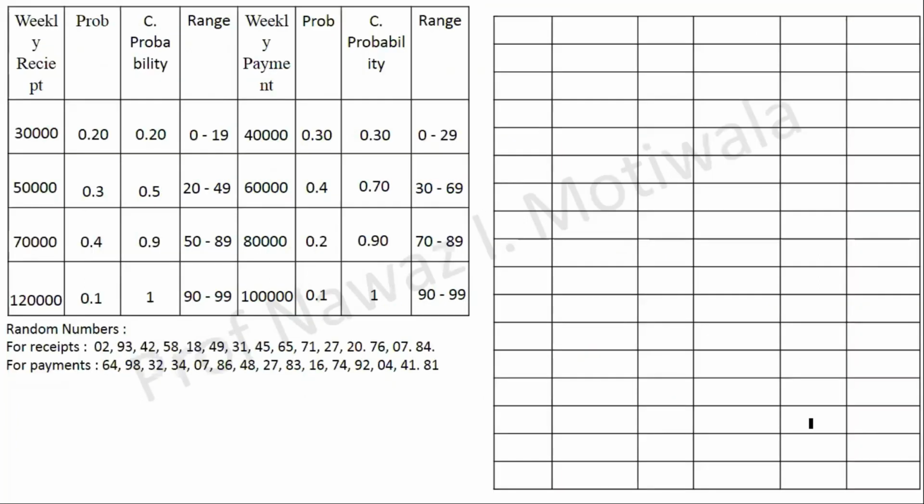Again, I have kept this table for reference, and also the random numbers. As we were asked to simulate for 15 days, my first column will be day number, then random number for receipts, then random number for payments, and lastly we also need to find out the balance. This way the columns will be added in the table.